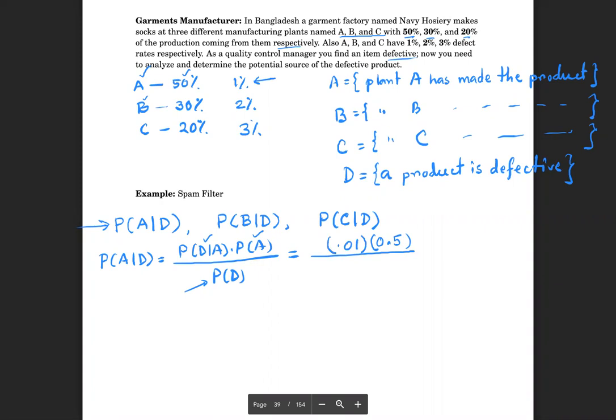Now, how about the bottom number? That's when you run into a bit of a problem. What is the probability that a product is defective? You have to think about it a bit logically. If a product is defective, how could that happen? What do you guys think?